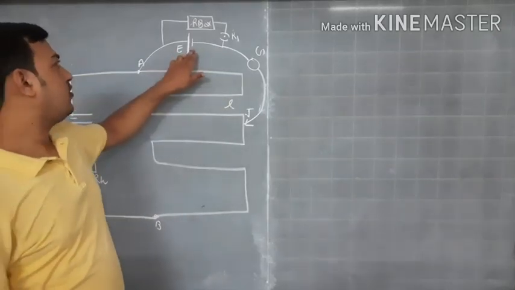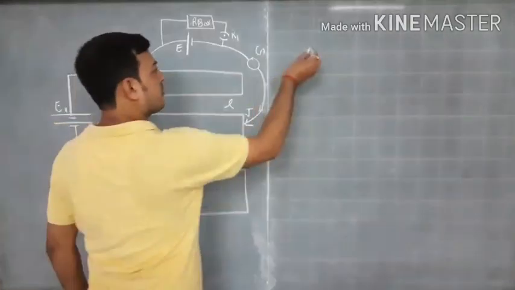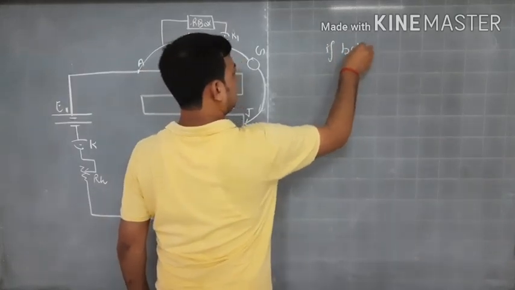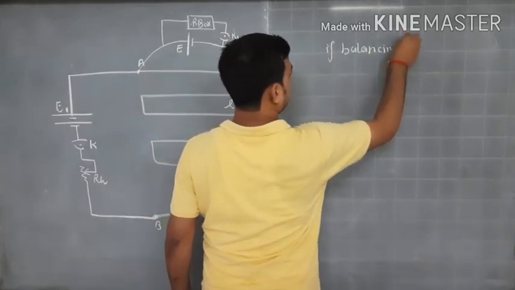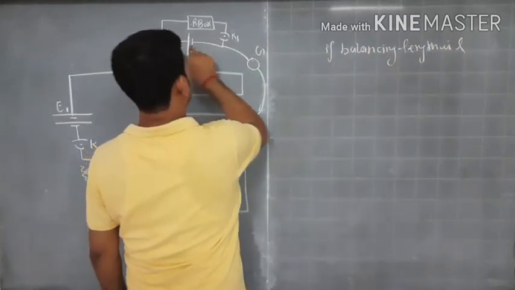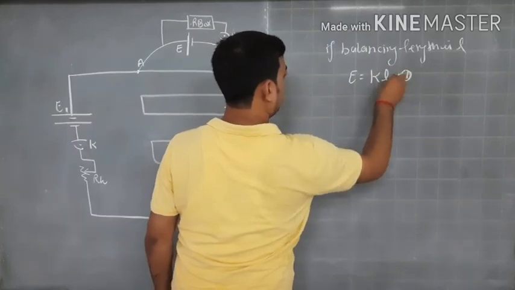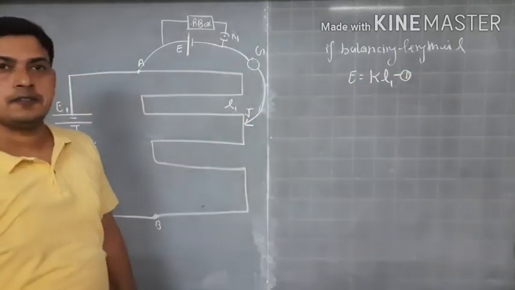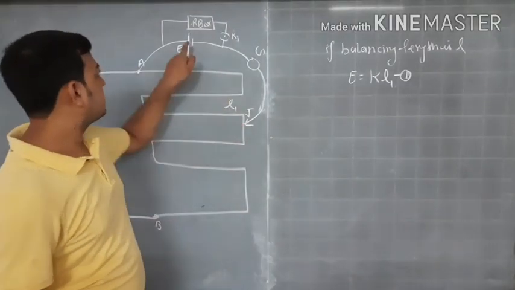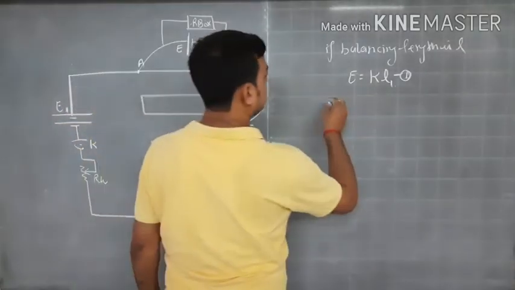When you are using only cell E1, the resistance box is not functioning. So we know that if the balancing length is L1, then I can find out the EMF as K L1, because the voltage drop across this end of the wire is the same as the EMF of the cell. We have already discussed it.